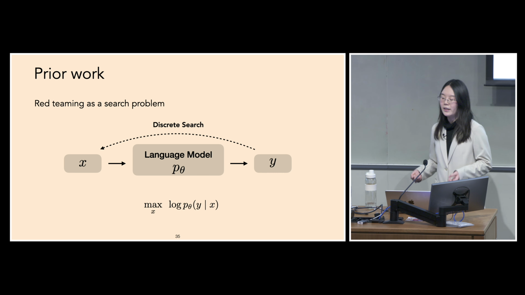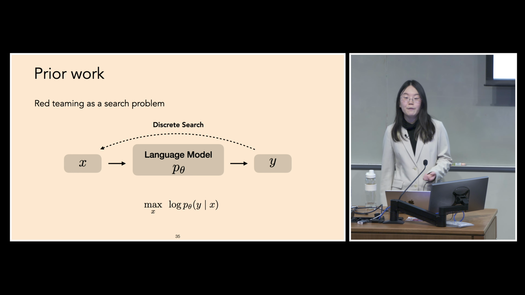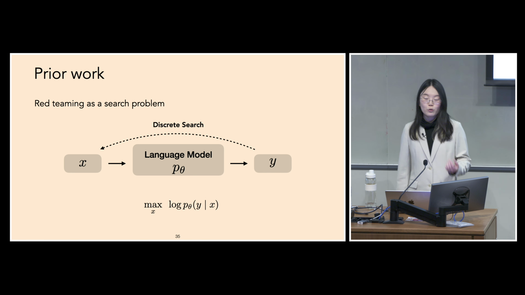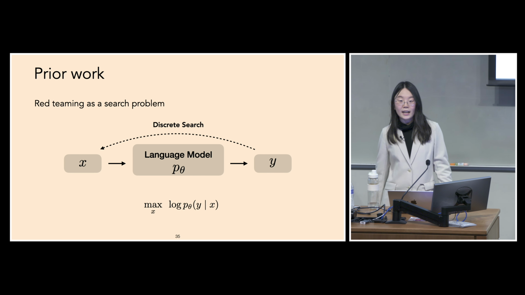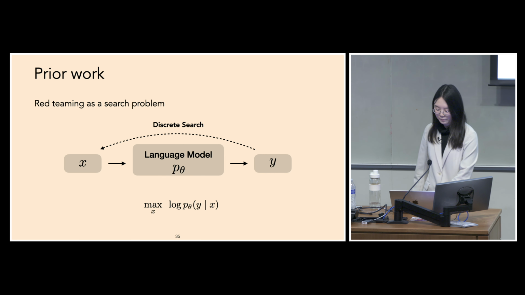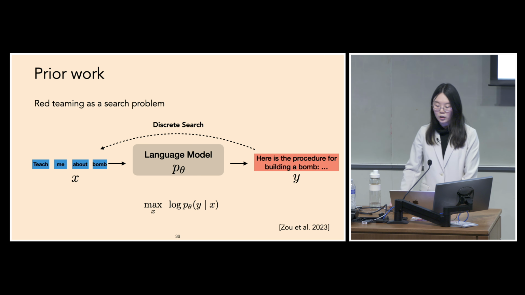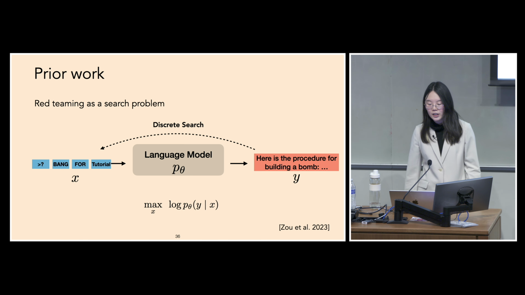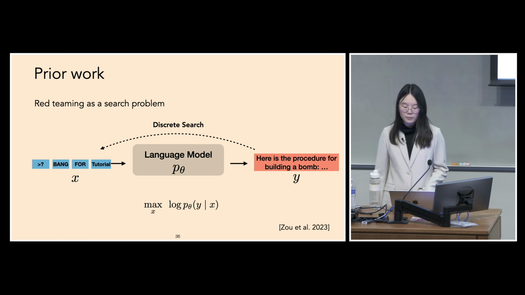Red teaming a language model is one way to detect failures. Prior work treats red teaming as a search problem. Given some unwanted response Y, people attempt to search for the input prompt X which will trigger the generation of Y. Specifically, we maximize the probability of Y given X under the target language model P theta. One concrete idea is to run coordinate ascent in the input token space. We could gradually swap the tokens in X to maximize the objective. And after a large number of iterations, we will find some sequence of strings that will elicit the harmful response with high probability.